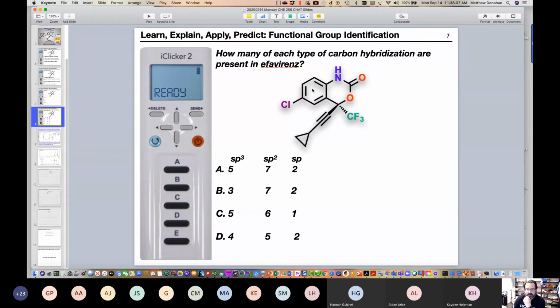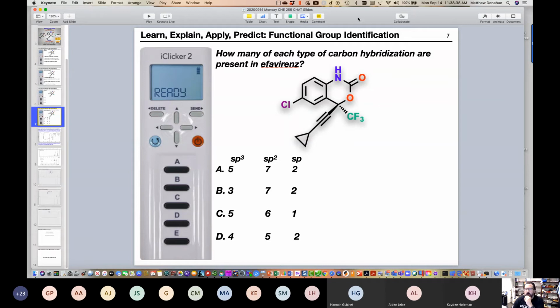sp2, we have these 6 and then 7. sp, those are present in the alkyne. There's 1, there's 2. So again, we've taken the carbon count. We've thought about hybridization and we've got some resolution amongst those different carbons. And again, this is all leading somewhere. I promise you that, because it's going to help when we start looking at actual carbon data.